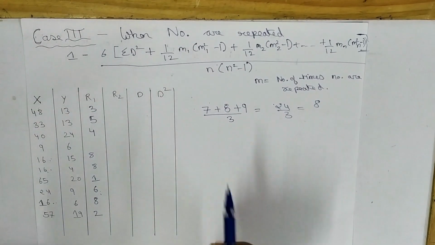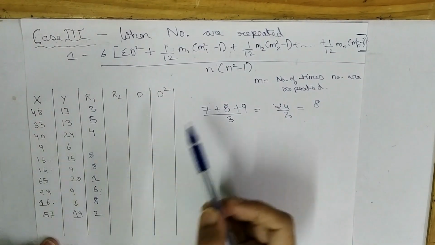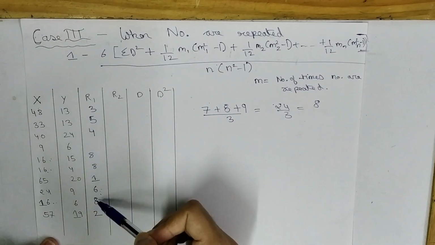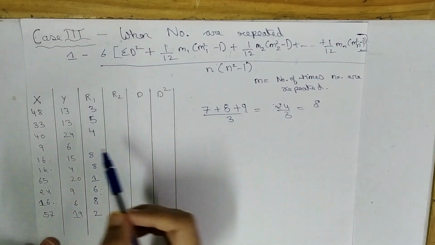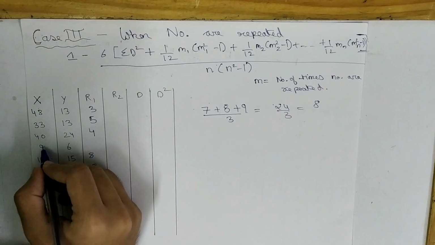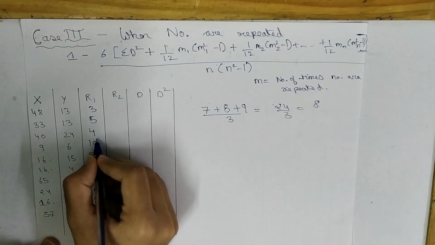Now after 6th, 7th, 8th, 9th ranked got the same. After 9th rank the remaining one is 10th. So the smallest one is the 10th rank.